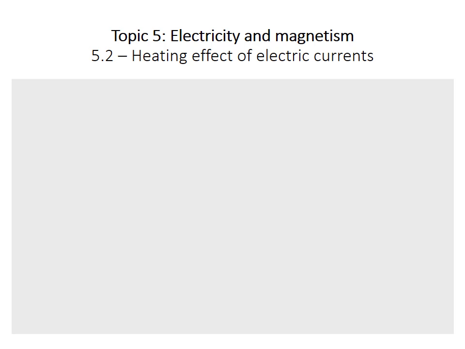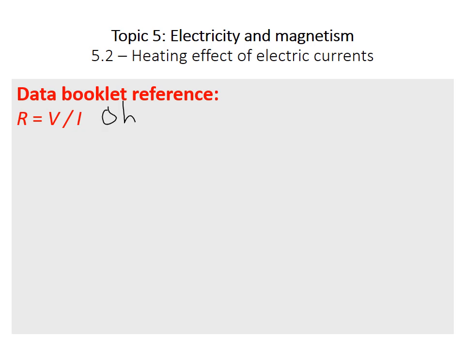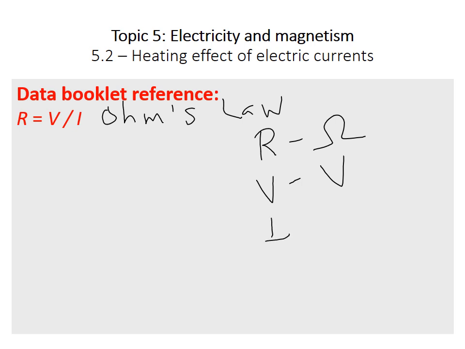Topic 5.2, heating effect of electric currents. We have essentially Ohm's law. It's represented here as resistance is equal to voltage divided by the current. R is resistance. It has units of ohms. That's capital omega. V has units of voltage or volts. I has units of amperes.